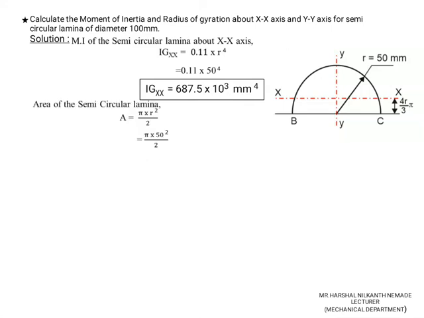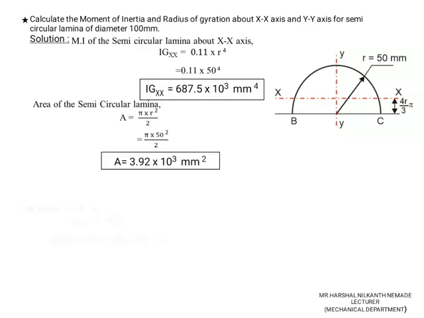Area of the semicircular lamina, A is equal to pi multiplied by r square divided by 2, is equal to pi multiplied by 50 square divided by 2. I will get area 3.92 multiplied by 10 raised to 3 mm square.